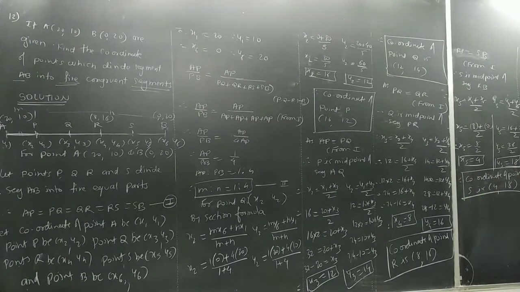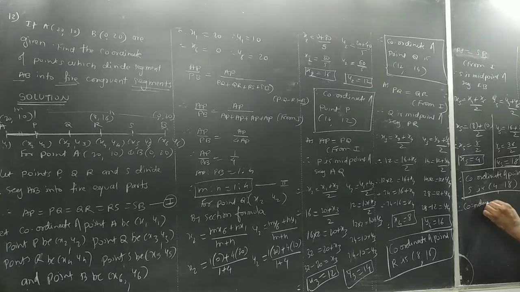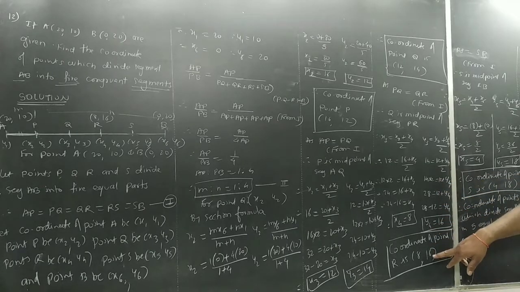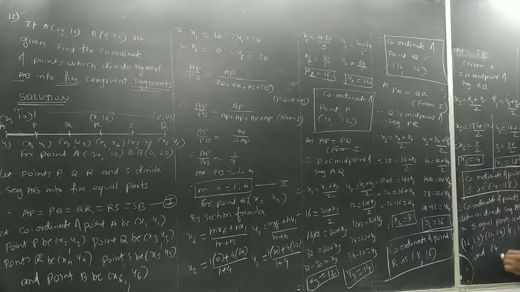After doing this, finally we have to write how many points there are. So what I will write then, therefore the coordinates of points which divide segment AB into 5 equal parts are, first thing we got is 16 comma 12, second we got is 12 comma 14, third we got is 8 comma 16, and last we got 4 comma 18. This way you are going to write the answer and finish it.